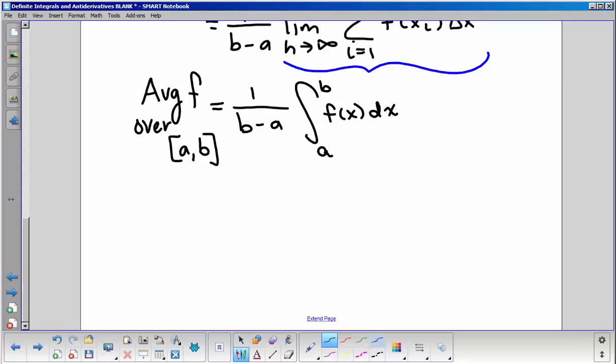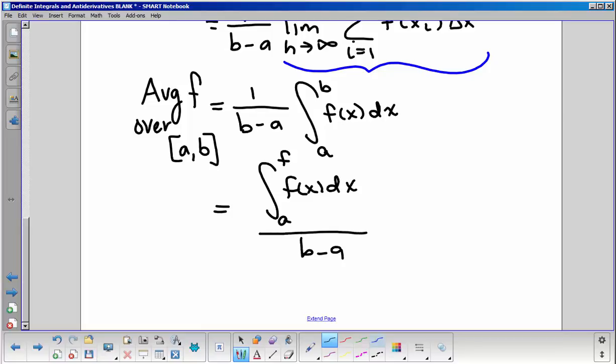Now, sometimes people will write it like this. So you can see it, you've seen it like that. I see it like that sometimes, okay?